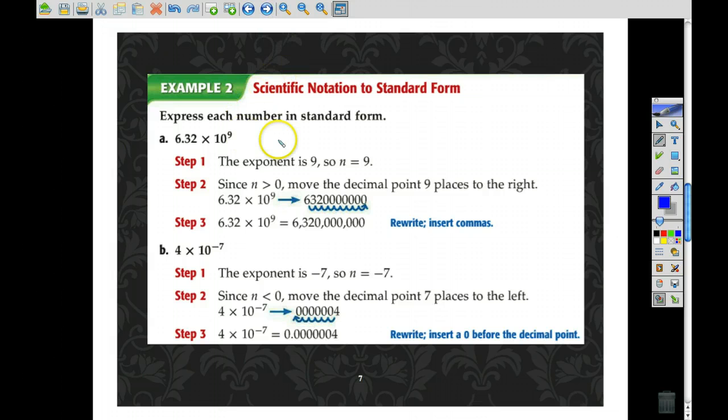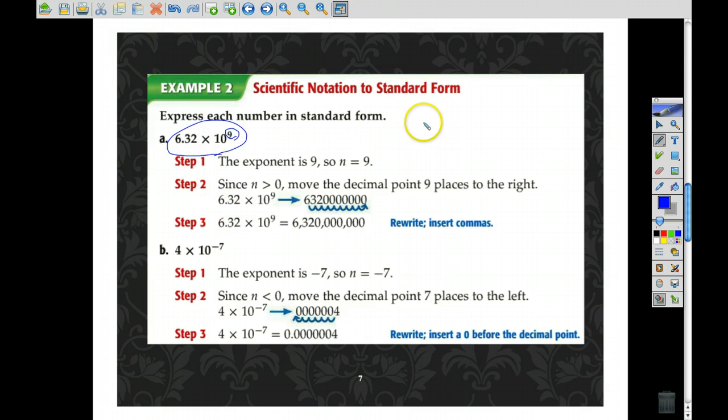Alright, let's try a few examples of how to write in standard form. So here they're giving you in scientific notation. Okay, so it's 10 to the ninth power. So you're going to add to the right. So from here, you're going to add 9 spaces.